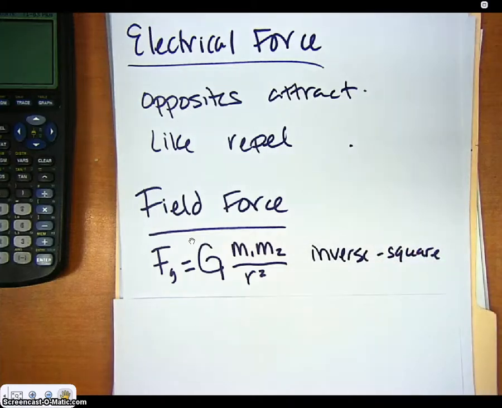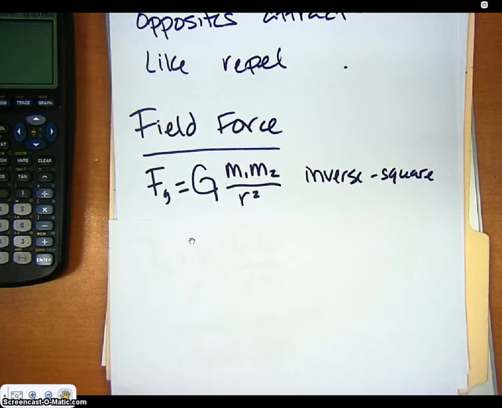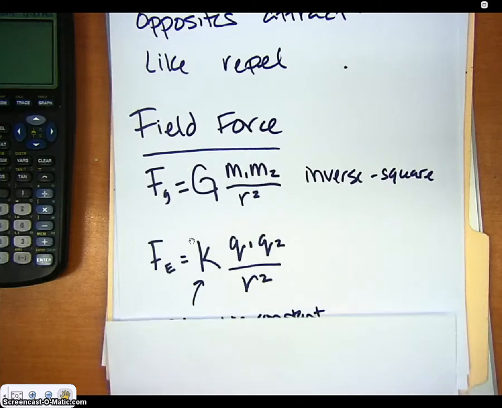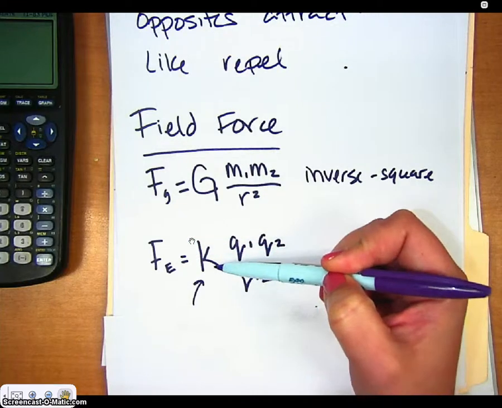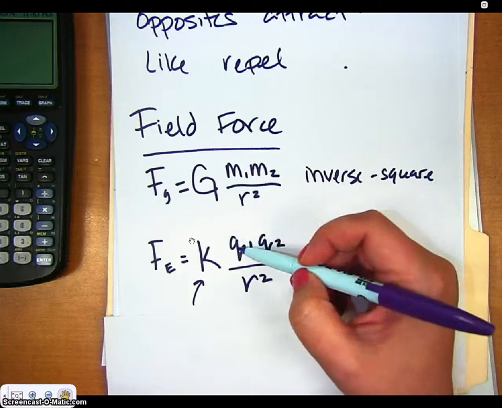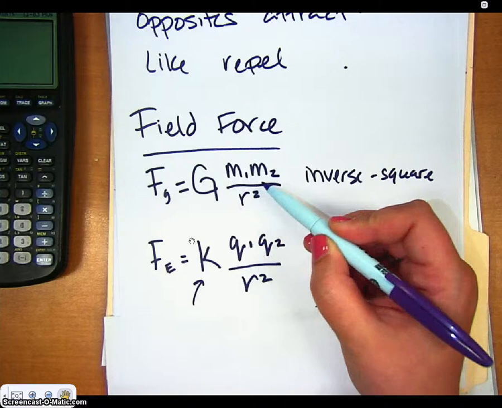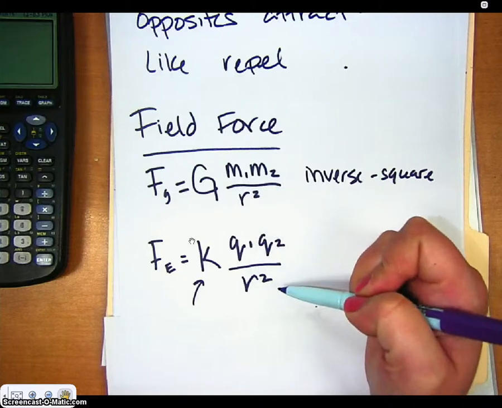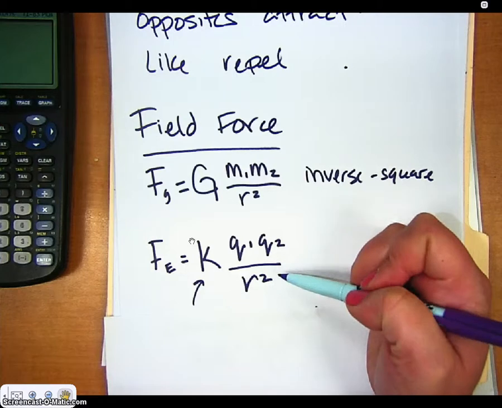Now, the electrical field force is also an inverse square law, and the equation for electrical force looks nearly identical to the gravitational field force. Here is the equation: the electric force is equal to K, which is also a constant. I'll give you that value in a second. It's equal to Q1 times Q2, the magnitude of the charges, similar to the size of the masses up here, divided by r squared, how far away they are from one another. So it's almost identical to our gravitational field force.